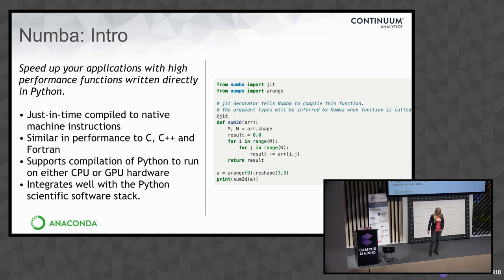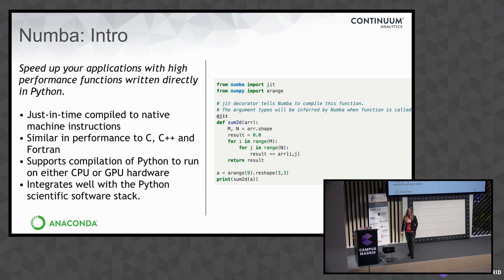But so, Numba. Numba is a project that also started at Continuum. It's trying to help you speed up your applications that you write in pure Python and get speedups that are close to the performance of C, C++, and Fortran. It does so by providing a very easy interface: it's just a decorator called JIT, to JIT that function.